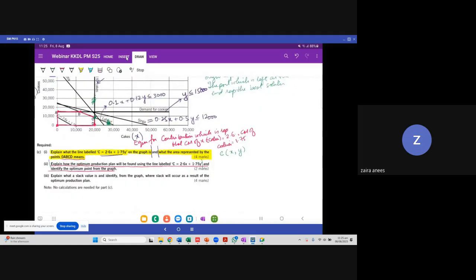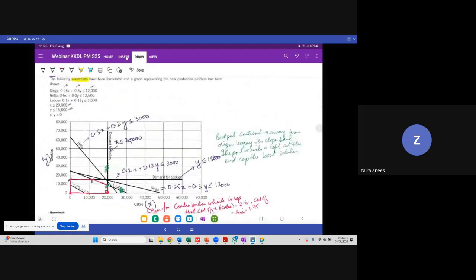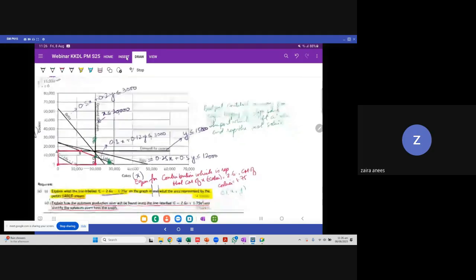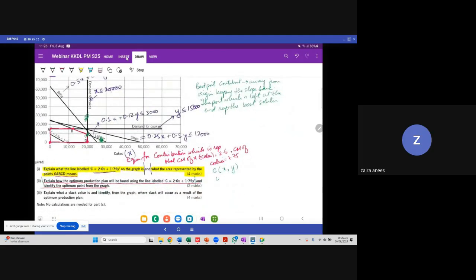So the labor line is this: 0.1x plus 0.12y should be less than or equal to 3,000.